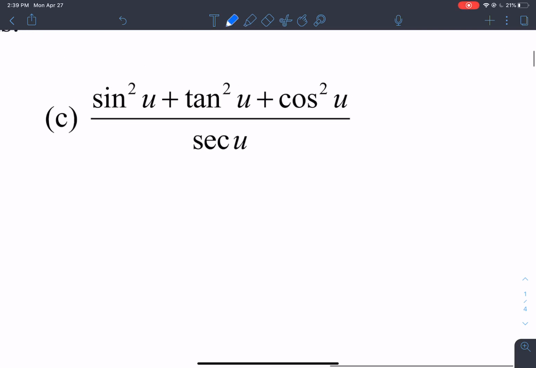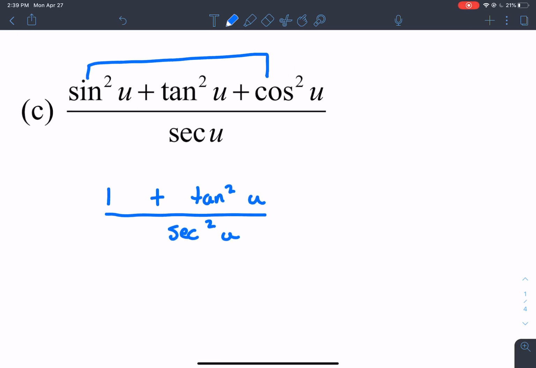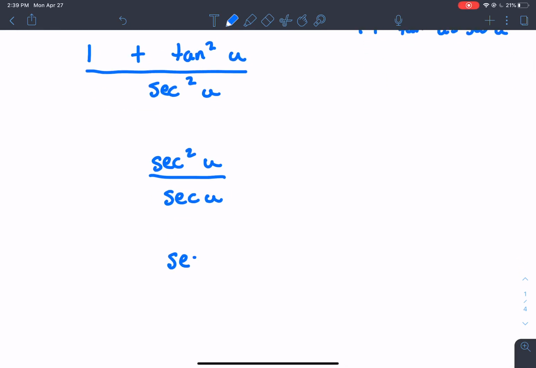Okay, and then the third one, now again, you're allowed to rearrange the top if you'd like. And if you do that, if you put sine squared plus cosine squared together, we know that that's going to come out to be 1. So this is 1 plus tangent squared over secant squared. Okay, and then there's another identity that says 1 plus tangent squared is secant squared. So I'm going to substitute that in there in the top. So secant squared over secant simplifies to just be secant.